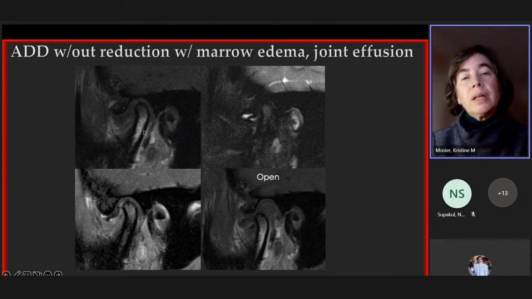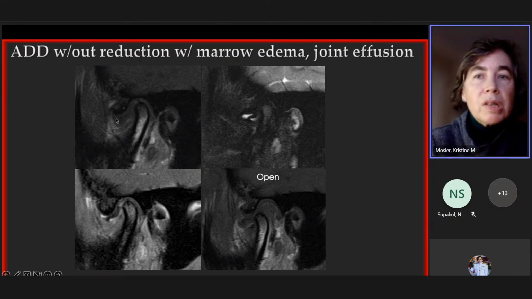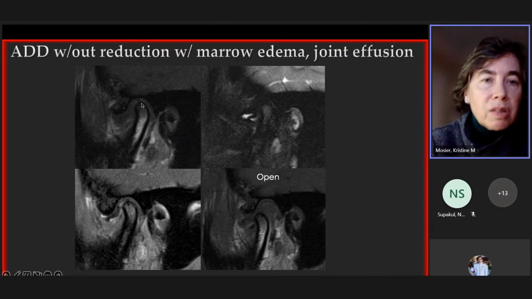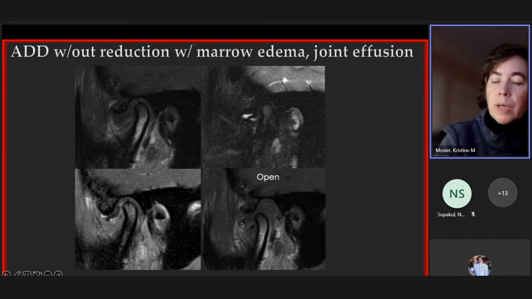As we get on to more significant internal derangements and degenerative joint disease, in this patient, we see some flattening here, anterior beaking here. Some mild edema within the condylar head. And as we see in our T2 weighted images, we have both superior and inferior joint space effusions. Our articular disc is anteriorly displaced, and we see on opening that the articular disc remains anterior to the condylar head.